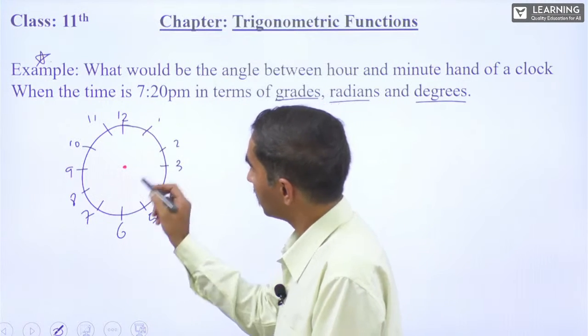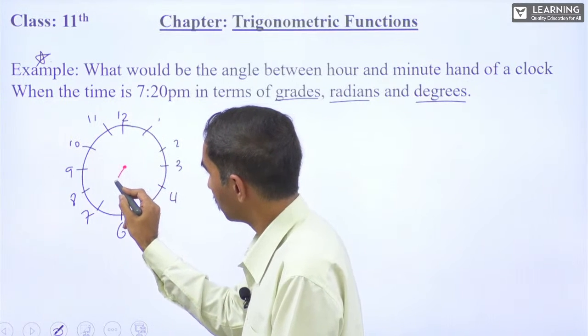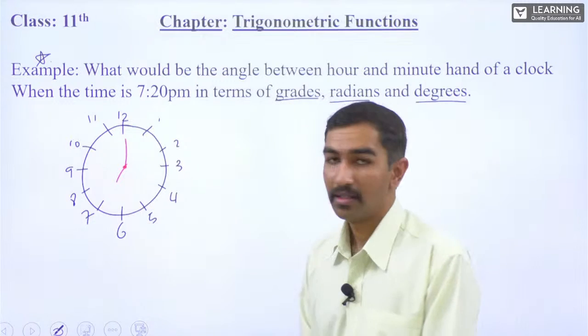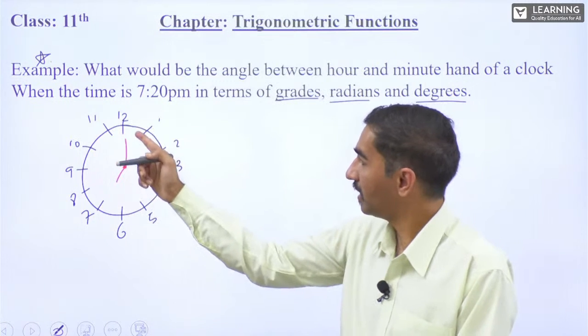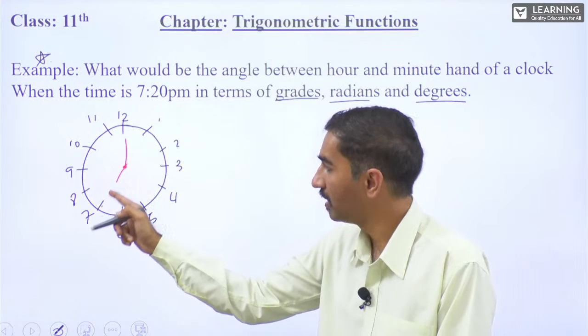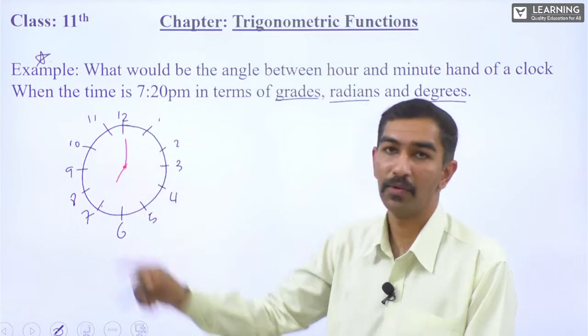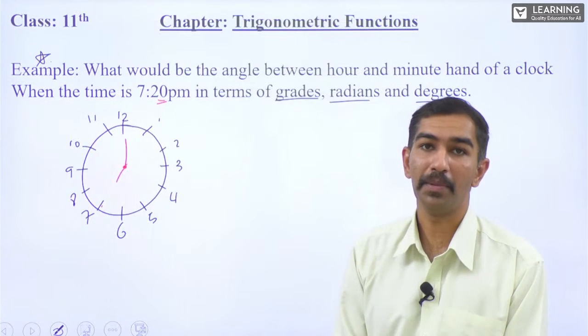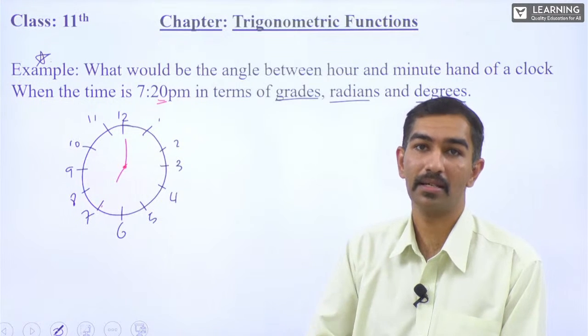7:20 p.m., right? Let us first draw 7 o'clock. So the small hand is at 7 and the big hand is at 12. Right, students? Exactly at 7 o'clock, the small hand is pointing at 7 exactly and the big hand is pointing at 12. Now what is the given time here? 7:20 p.m. is given. So 20 minutes past 7.